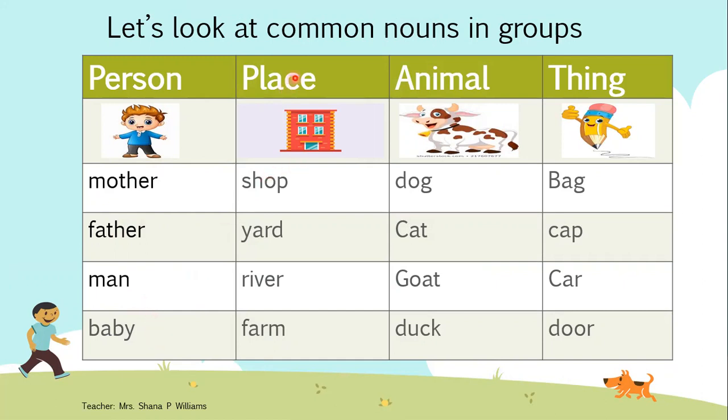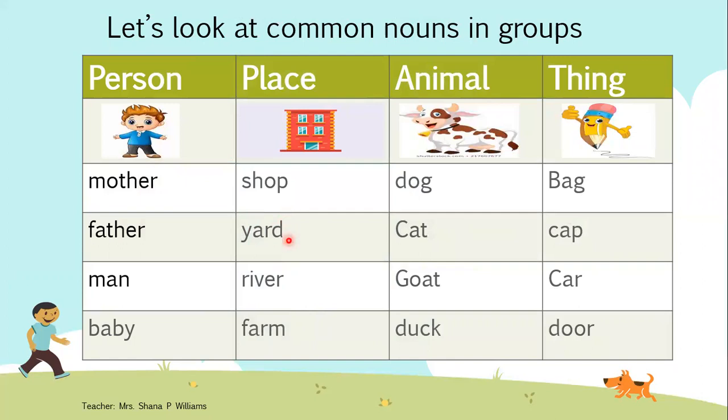All right, place. We have shop, yard, river, farm. Which shop? It could be any shop. Bread sells at the shop. Which shop? It could be any shop because most shops sell bread.